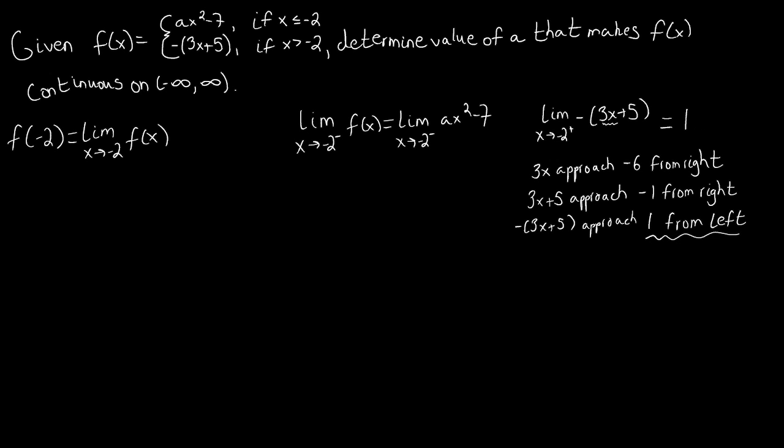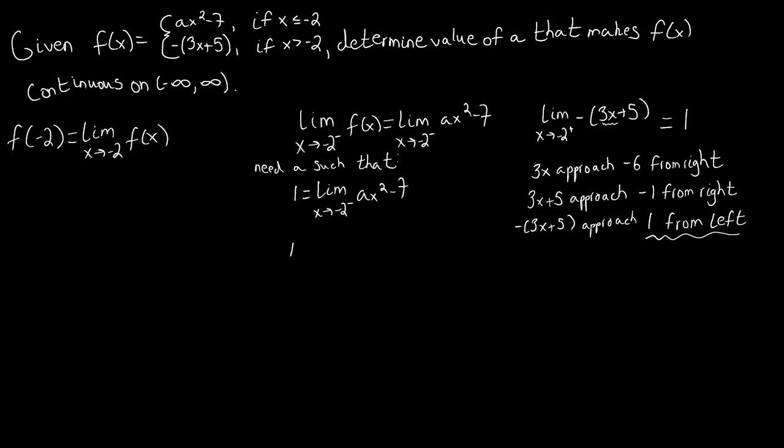So what we need to do is figure out what value of a makes the limit as x approaches negative 2 from the left equal to 1. So let's go ahead and write that down mathematically. We need a such that, so make a little note to ourselves, the limit as x approaches negative 2 from the left of ax squared minus 7 equals 1. What we're going to do from here is pass to the limit for x approaches negative 2 from the left, and we're going to solve for a.